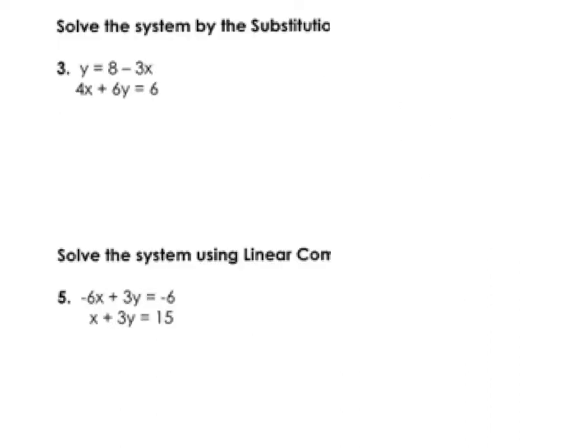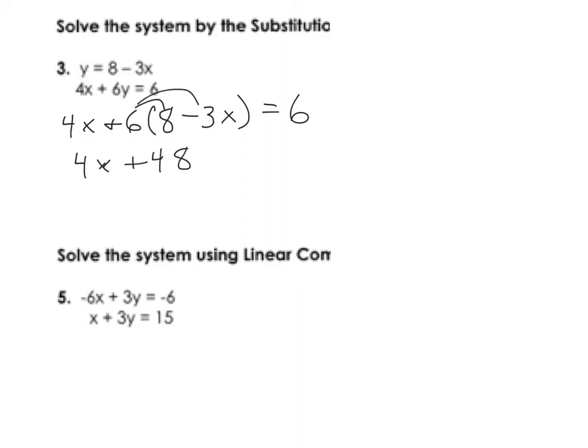On number 3, I'm going to use substitution. This one seems to be set up pretty nicely for me since I have y equals 8 minus 3x. So I'm going to take this and I'm going to substitute it into the other equation for y. So I would have 4x plus 6 parentheses. Now I'm plugging in 8 minus 3x equals 6. I'm going to have 4x. Do the distributive. I would get 6 times 8 is 48. And 6 times a -3x would be -18x equals 6.